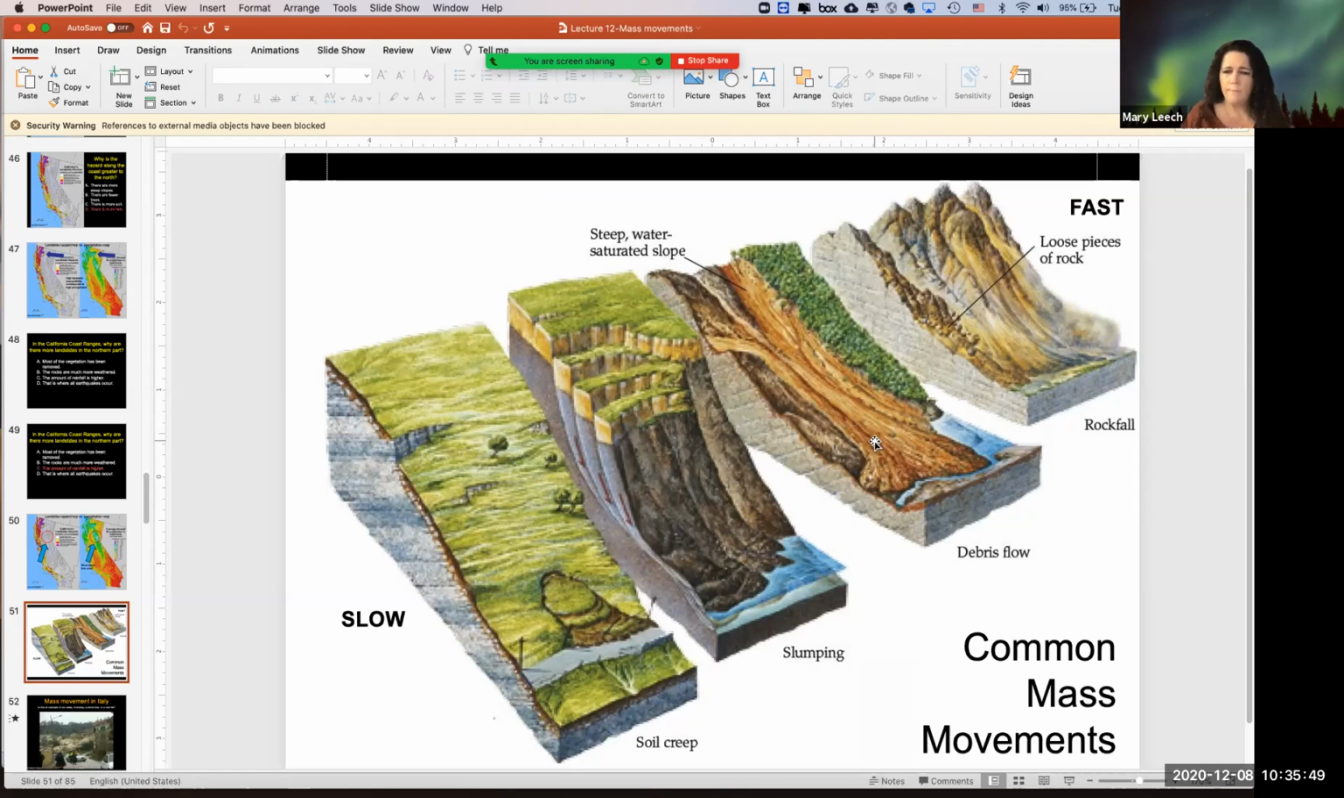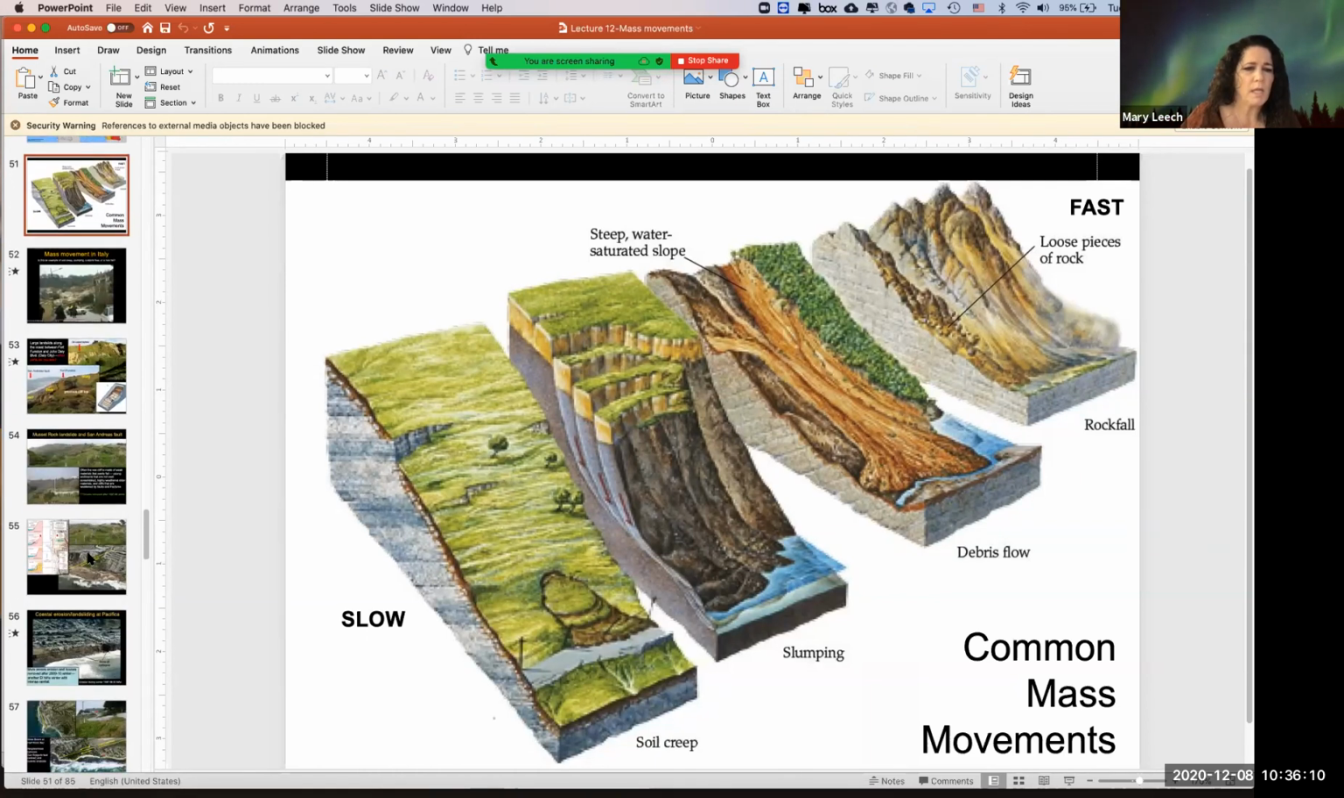A jumbled up mixture of rock and soil and vegetation and trees and whatever, compared to an intact block. Then there's rock falls that are the fastest. So this end is the fastest processes, this end is the slowest processes. And rock falls are fast because it's just a big hunk of rock that drops down quickly.